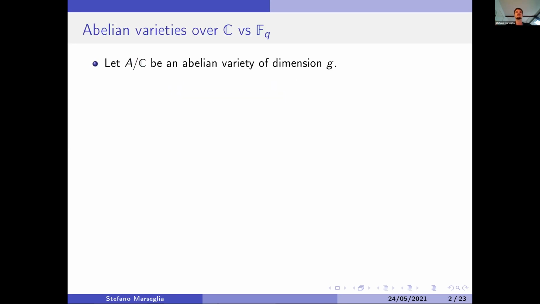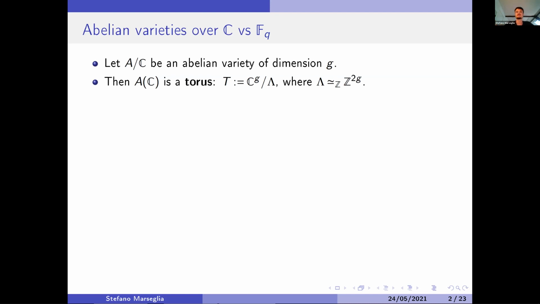Even if the goal of this talk is to talk about Abelian varieties over finite fields, let me start with Abelian varieties over the complex numbers, both because it's an easier case, so it's a nice warm up, but also because they're going to play an important role later on, even when we move to finite fields and positive characteristics. So let A be an Abelian variety of dimension g over the complex numbers. We know that its group of points is a torus. So it can be described as a g-dimensional complex vector space modulo a lattice, so a free Abelian group of finite rank, precisely of rank twice the dimension.